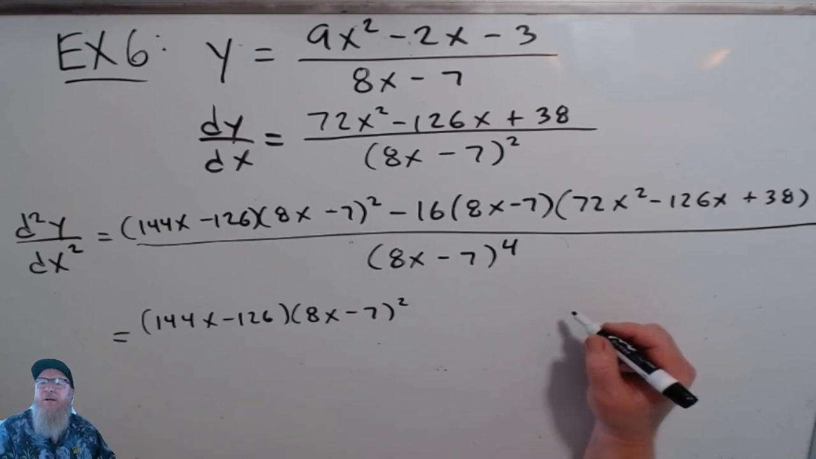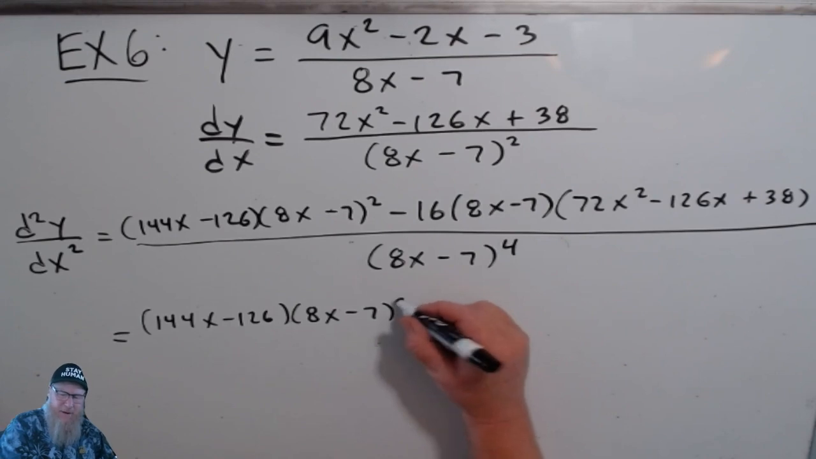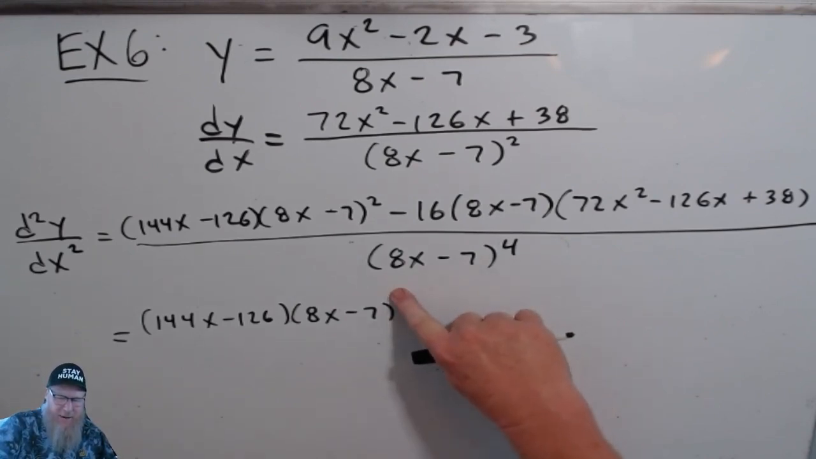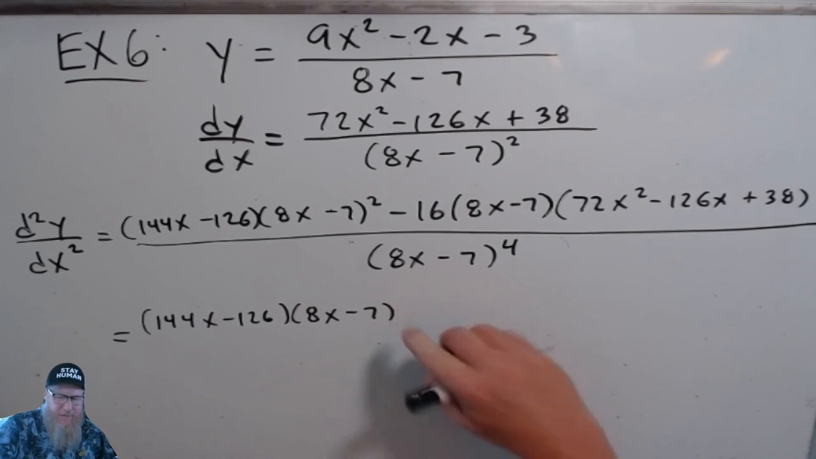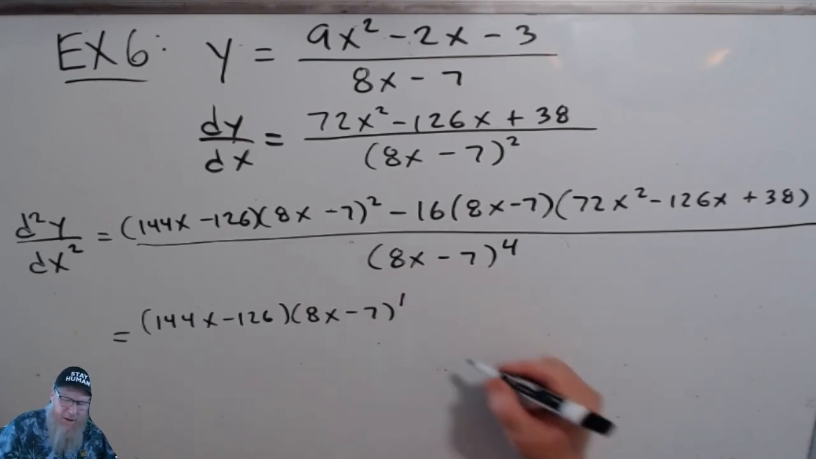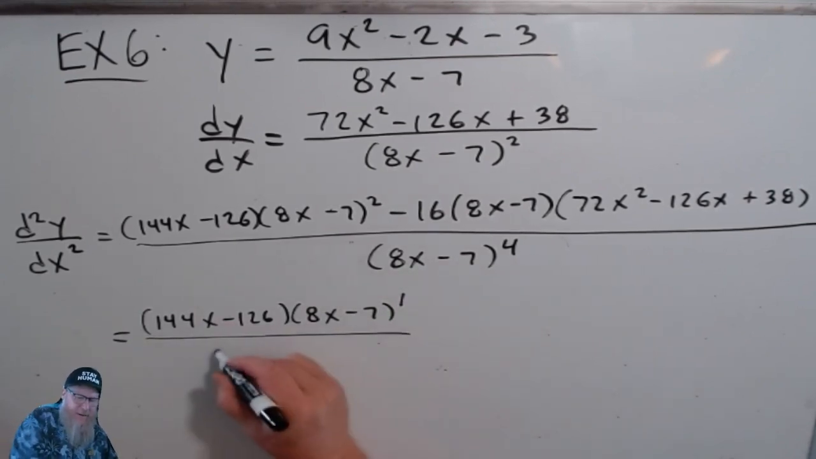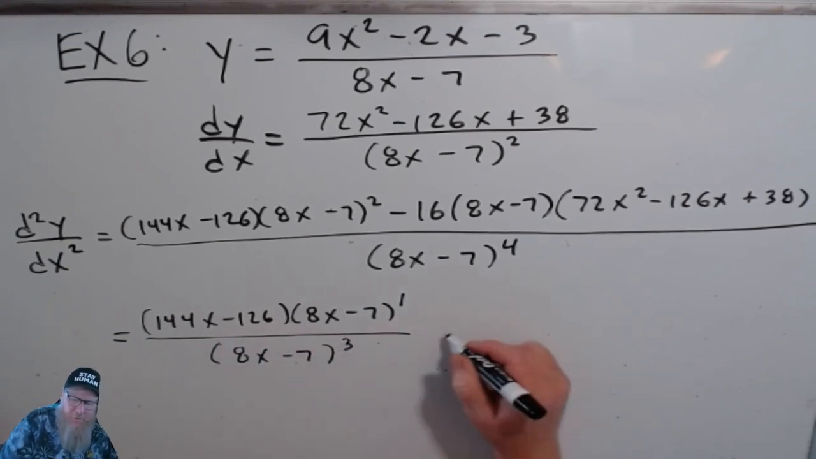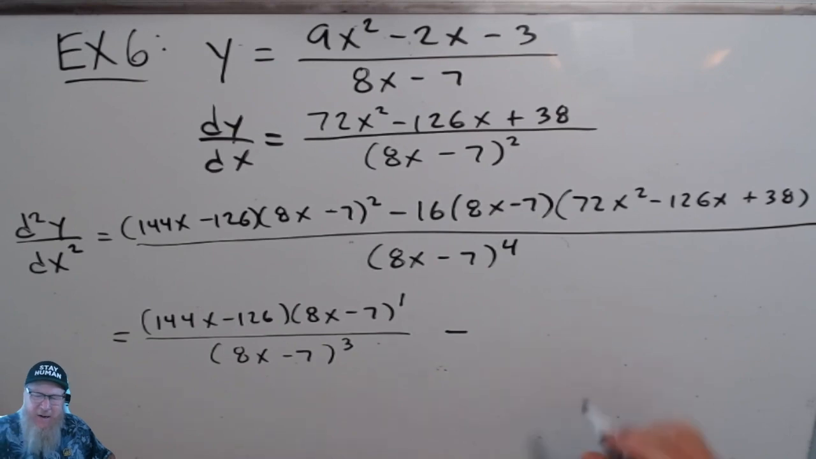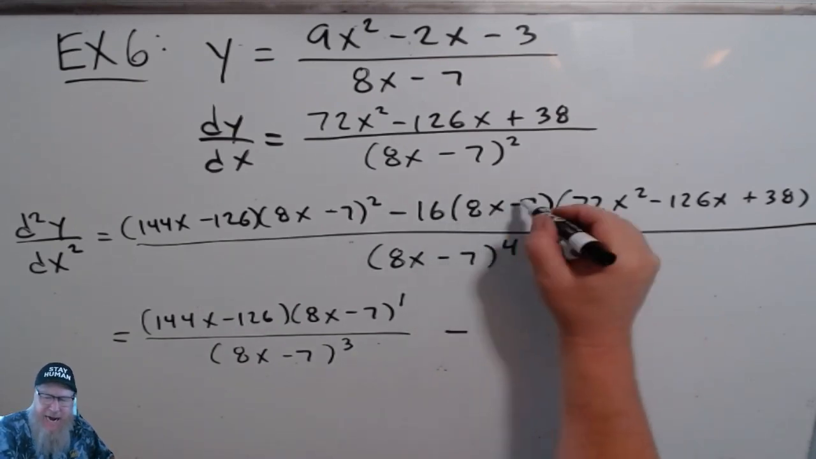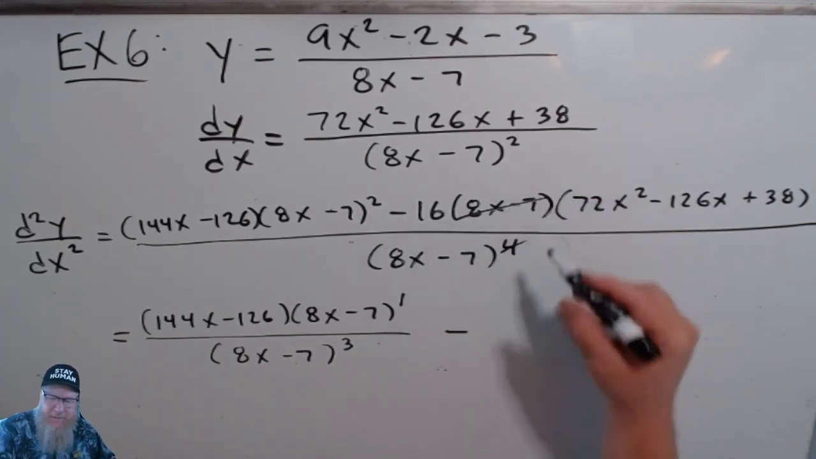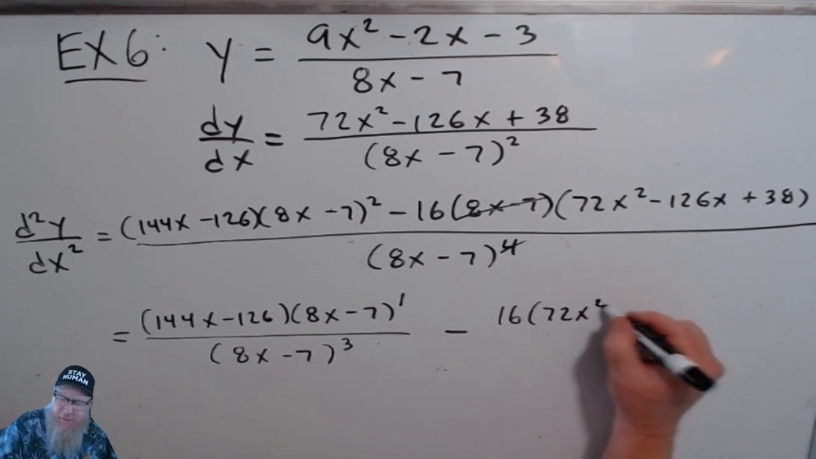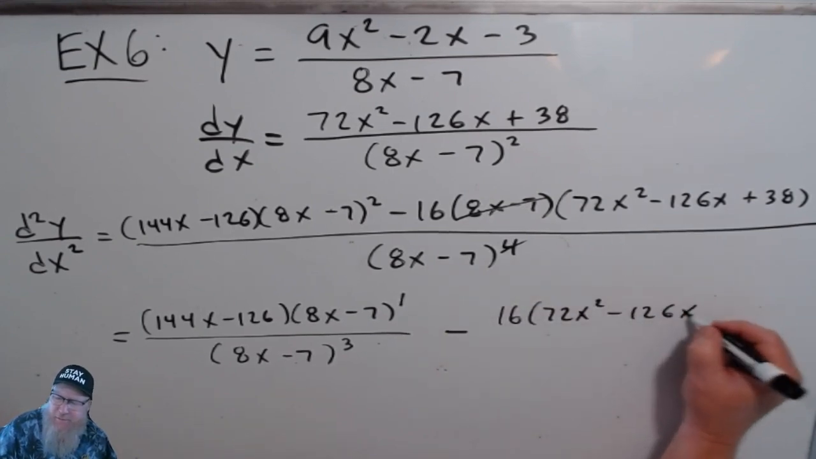Watch. I'm going to write it like this. I'm going to cancel the squared here, turn that into a 1. And then this is 8x minus 7 cubed. And then I'm going to cancel this one entirely. And that's as much as I'm going to do.